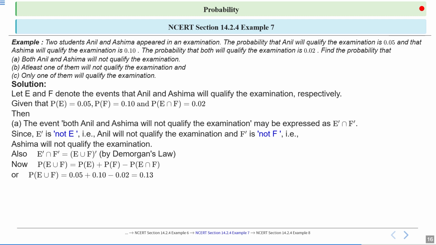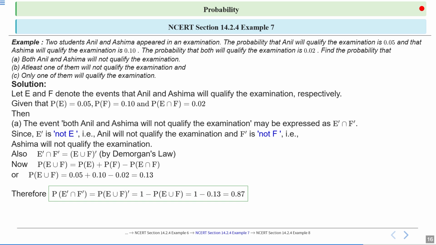We can substitute: probability of E is 0.05, probability of F is 0.10, and probability of E intersection F is 0.02. So probability of E union F is equal to 0.05 plus 0.10 minus 0.02. After calculating, you will get 0.13. So probability of E union F is equal to 0.13. Clear?